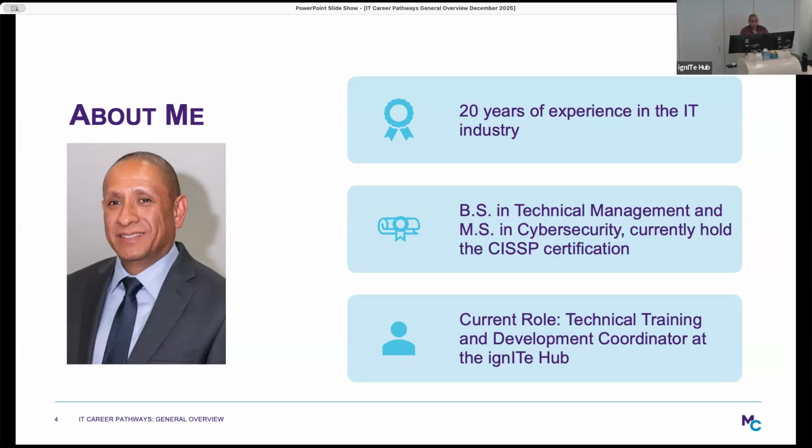CISSP certification. Apologies. We're going to be talking a little bit more about that particular certification next week when we cover careers in cybersecurity. It is considered an advanced certification that has some prerequisites. So again, we'll talk a little bit more when we hit certifications, but that's me.